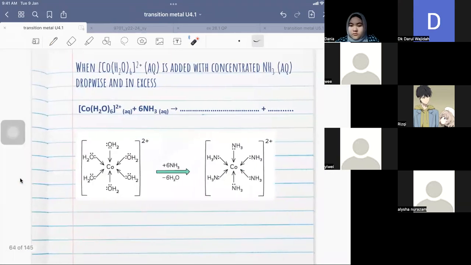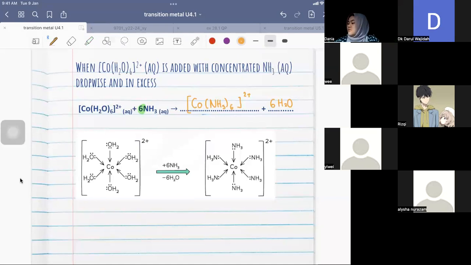Okay. Next is the addition of ammonia. This time, unlike copper, 6 ammonia can replace 6 ligands in the original complex ion of cobalt. For copper, just now, only 4. Okay, so if you add in 6 ammonia, that means you must kick out all the 6 H2O molecules in the original cobalt complex. Okay, and to write down the formula, it's Co with 6 NH3, and the overall charge is 2+. Same thing, because ammonia is neutral, no charge, so the overall charge of the complex ion is the same as the charge of the cobalt ion.